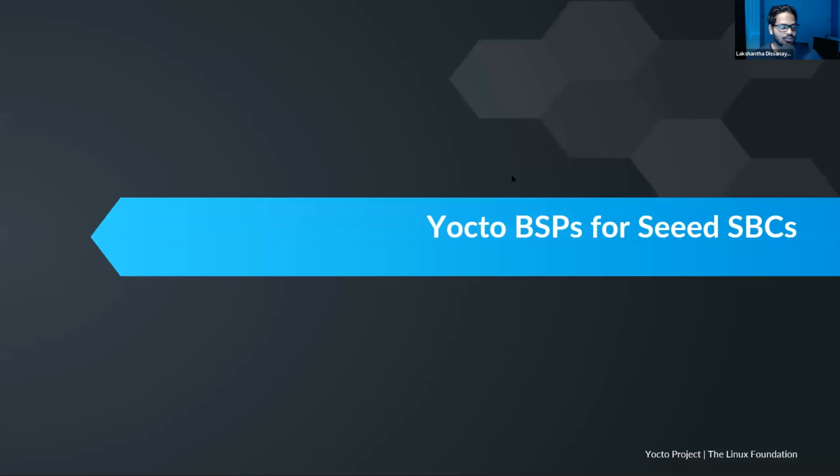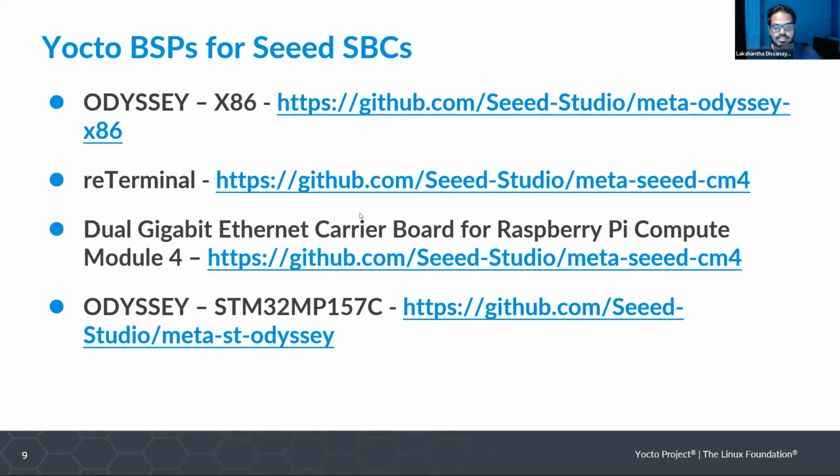Following up my introduction about Yocto, now I will introduce the Yocto BSPs, the board support packages that are developed by us, Seed Studio, to support our single board computers. So far, we have developed BSPs for the Odyssey x86 board, the reTerminal board, the dual gigabit Ethernet carrier board for Raspberry Pi Compute Module 4, and the Odyssey STM32 MP157C. We will continue to develop BSPs for more single board computers in the future. I will now briefly go through these BSPs.